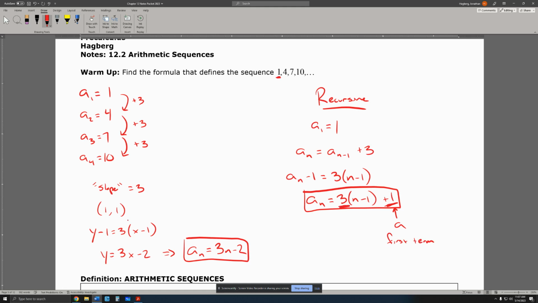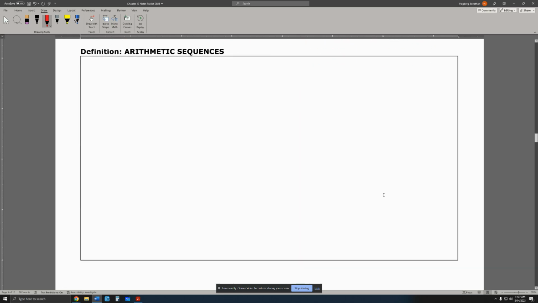I also noticed that this scalar multiple here, this multiplying by the grouping here, is our common difference d. So we're going to define that using d. And that's kind of like the slope of a function. That just tells us how much we are changing with each successive term in the sequence. And so this definition here is going to help us find our definition for an arithmetic sequence. All right, so let's go ahead and formalize that.